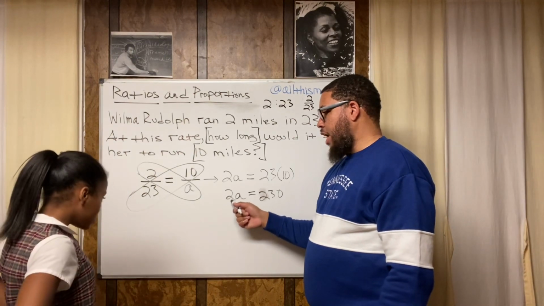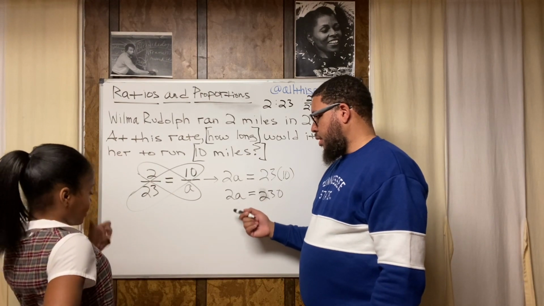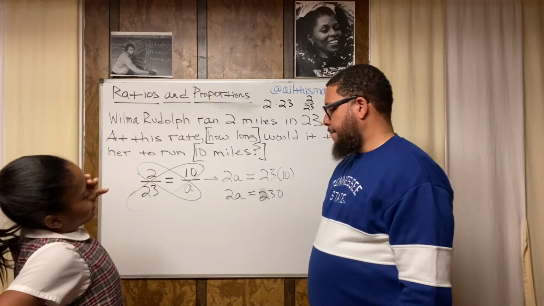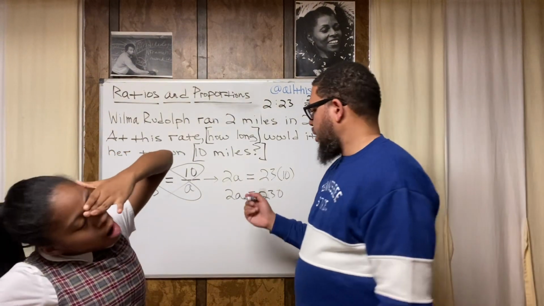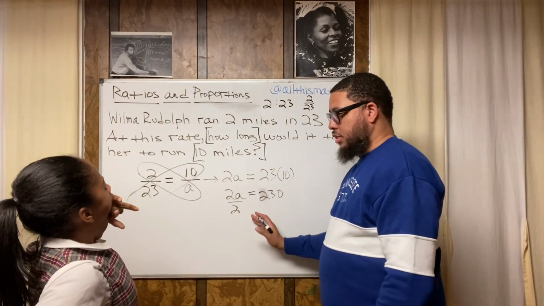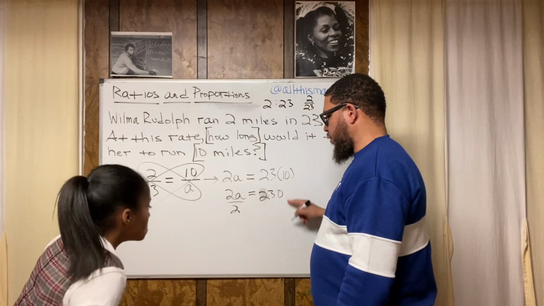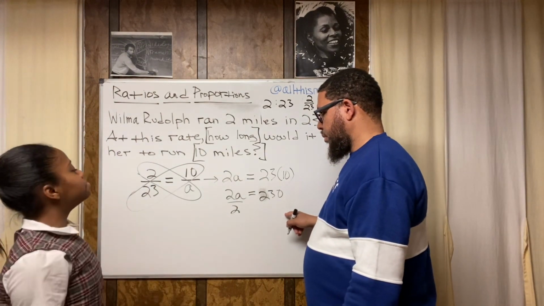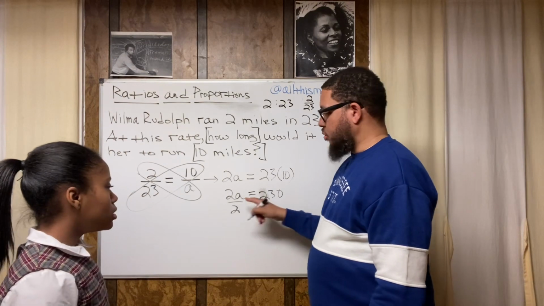2A means 2 times A, right? Times means multiply, right? What's the opposite of multiplying? Divide. So in order to get rid of the 2, that means we've got to divide by 2. So we're going to divide this by 2. And also because it's an equation, if I divide by 2 on the left side, do I have to divide by 2 on the right? Yes, because it's an equation. If I do something on the left, I also have to do it on the right.